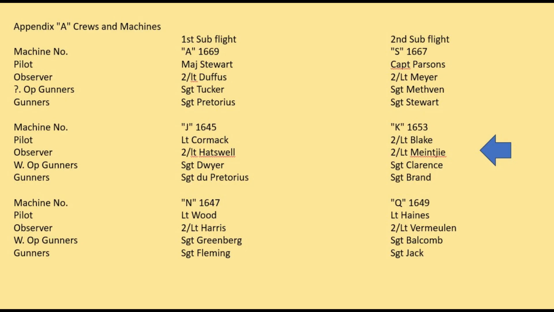In the appendix, they list all the crew and the planes that were involved in this operation. The one that we are interested in, as you can see, is K1653, in the third column, the second in the middle of that third column. The pilot was Second Lieutenant Blake, and Second Lieutenant Mankies was the observer. The wireless operator gunner was Sergeant Clarence, and the gunner was Sergeant Brunt.